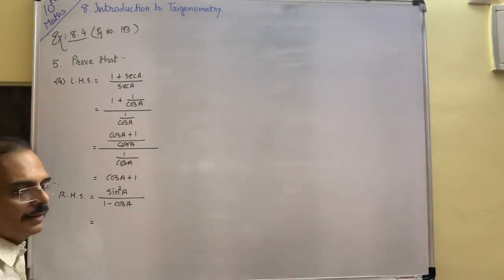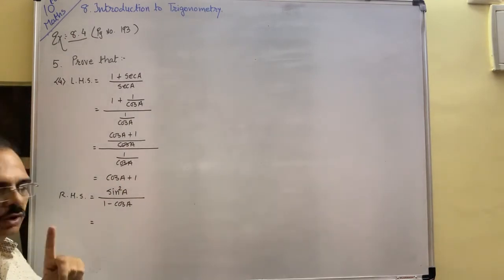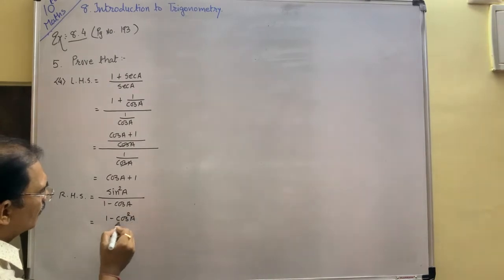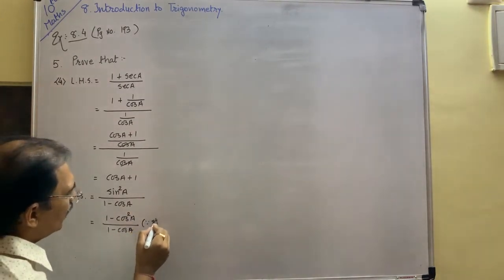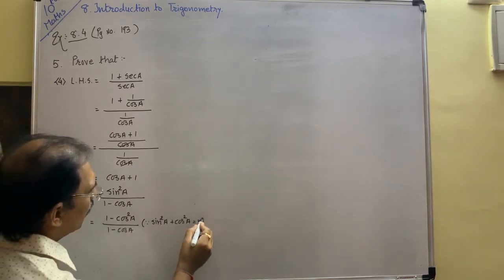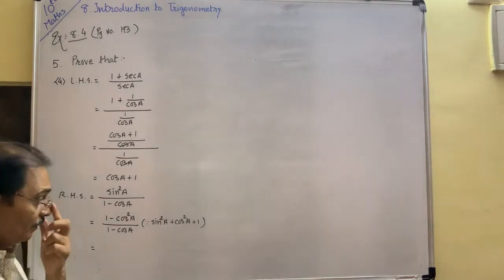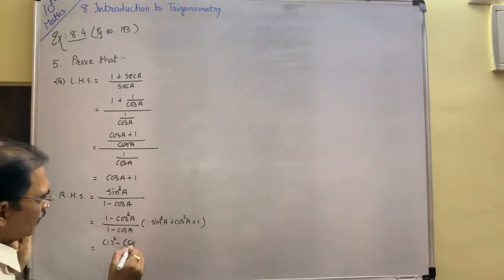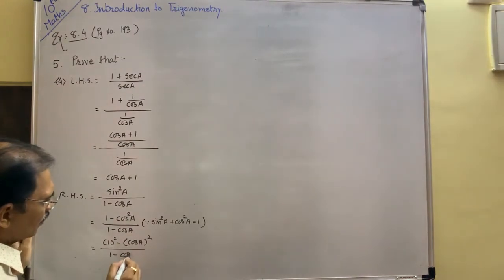Now I apply the identity because I want cos A plus 1 or 1 plus cos A. Sin square A equal to 1 minus cos square A upon 1 minus cos A. Here we use the identity sin square A plus cos square A equal to 1. 1 minus cos square, factorize it. A square minus B square. This is 1 square minus cos A the whole square upon 1 minus cos A.